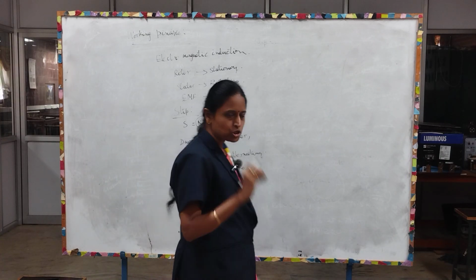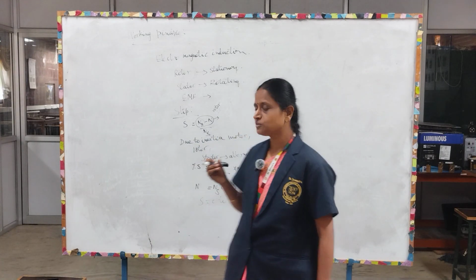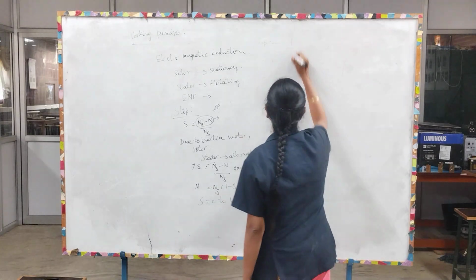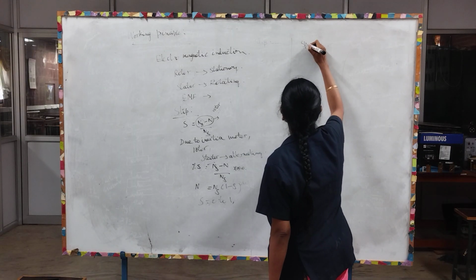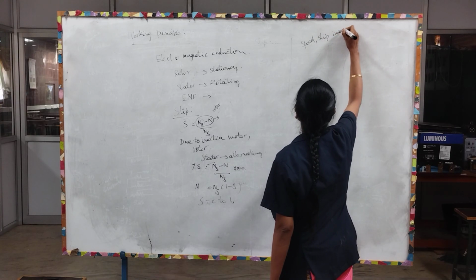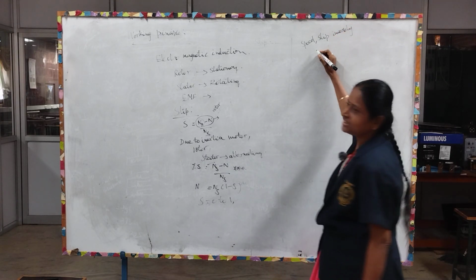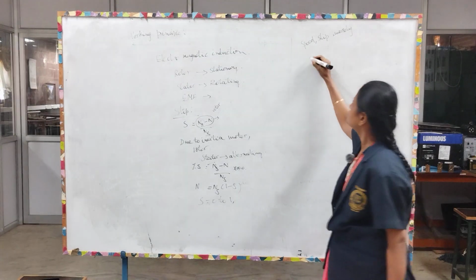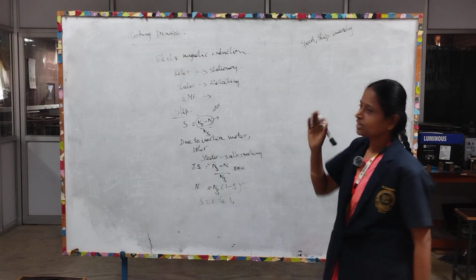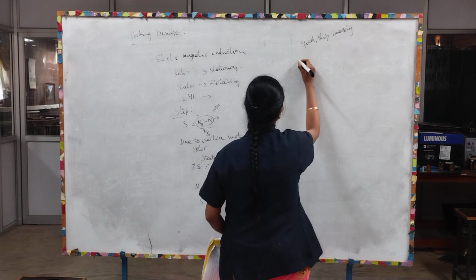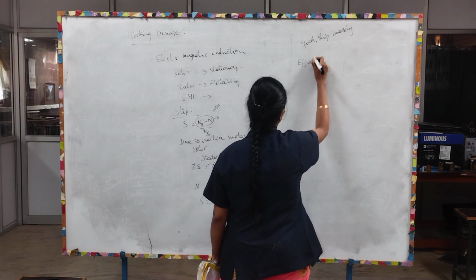At the time of starting, the speed is 0. Speed is 0 means slip will be maximum, that is 1. So speed and slip are inversely proportional. At the time of starting, speed is 0 and slip is 1. So next, the effect of slip on rotor parameters.